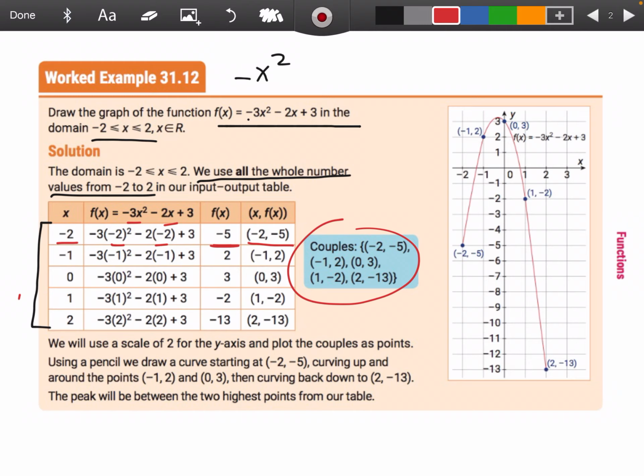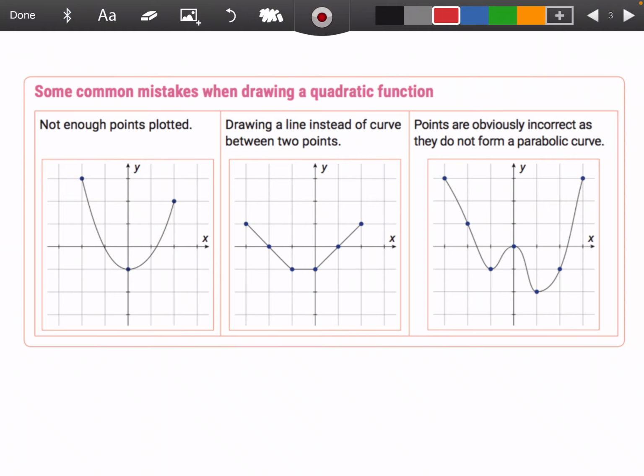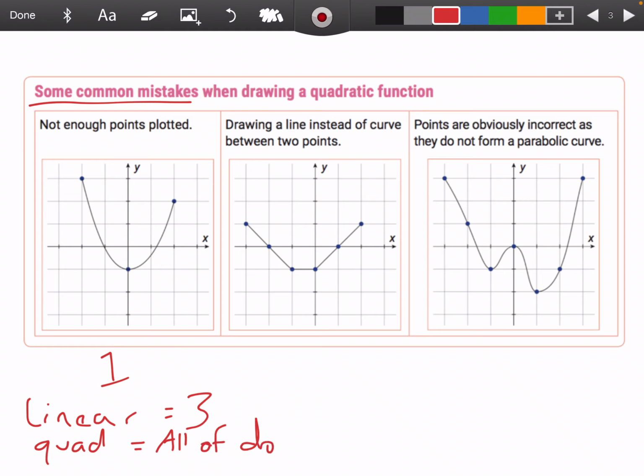All right. As we just mentioned, here are common mistakes, things we usually get wrong when drawing them. Number one, not enough points. Remember, when we were doing linear, we could say 3 was enough. When it's a quadratic, all of the domain has to be used.